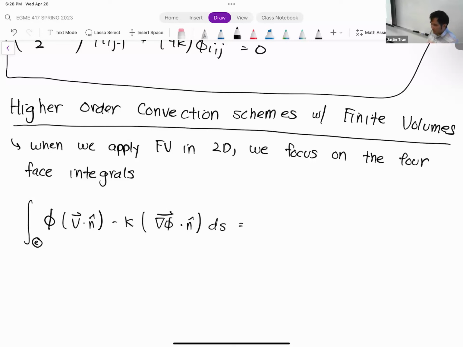And so we have the integral of phi times v dot n minus k gradient of phi dot n. Okay. And when we apply our integration techniques to this, when we apply our trapezoidal rule mostly, what we end up with is the following. So we have phi sub e multiplied by u minus k partial phi.